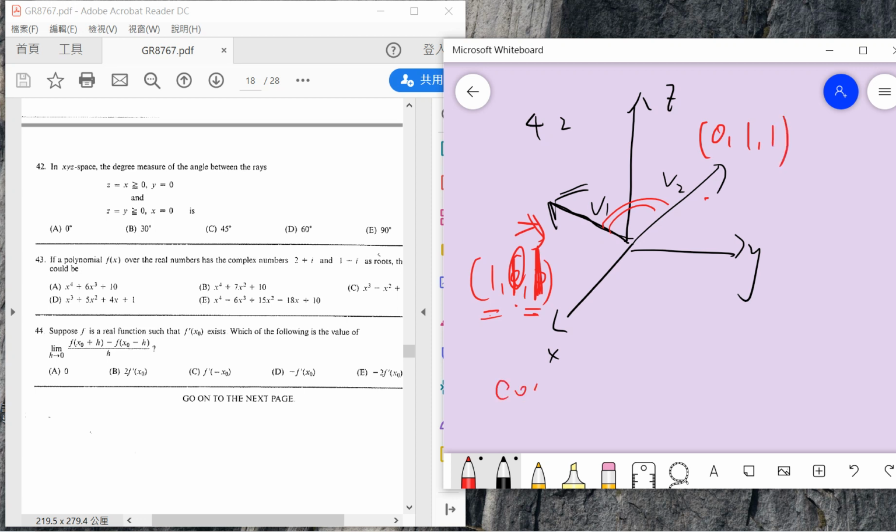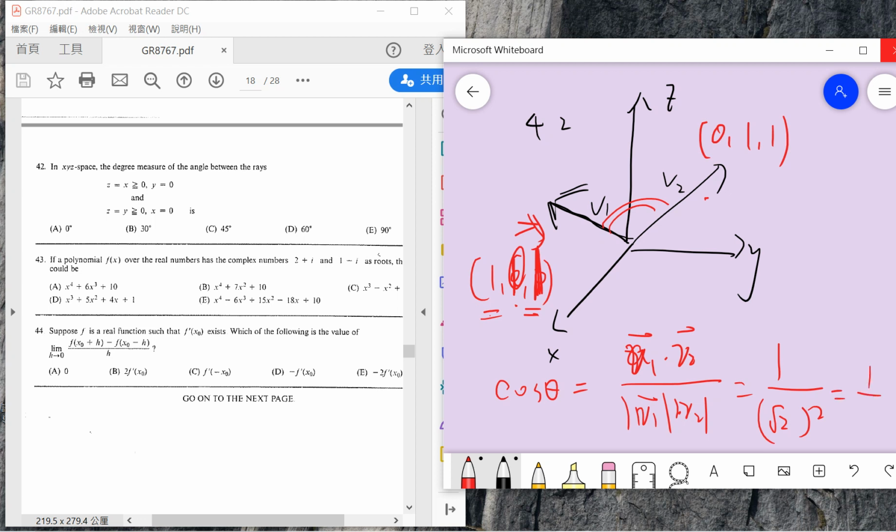So when we do the cosine, we are doing the inner product of the vectors and dividing by the magnitudes. So basically it's 1 over square root of 2 squared, so it's 1 over 2. So the angle is pi over 3, 60 degrees. Cosine pi over 3 is 0.5. So the answer is D.